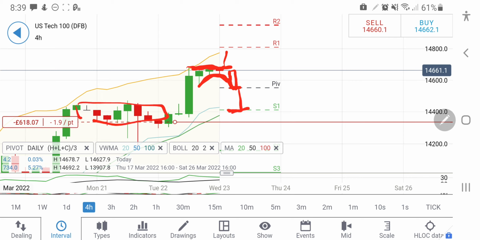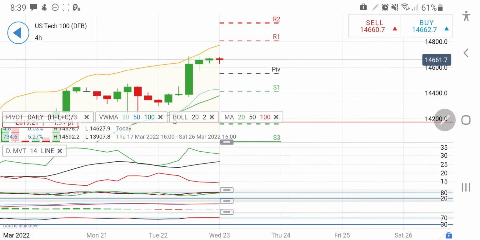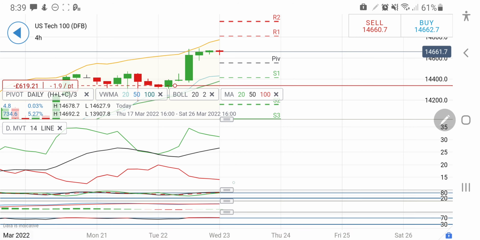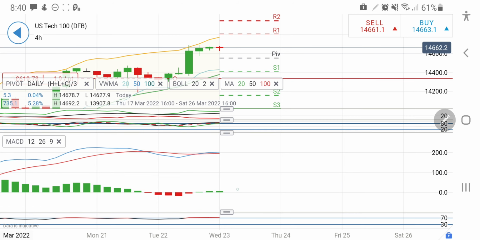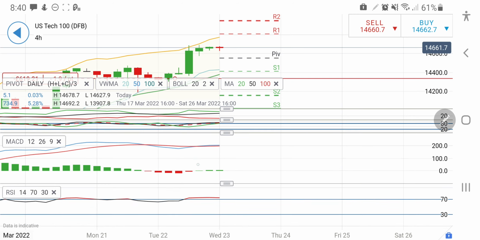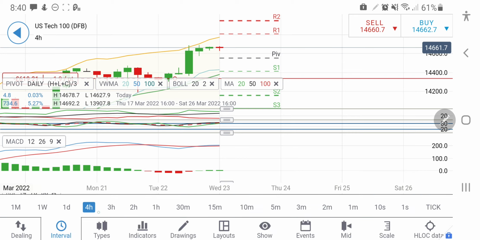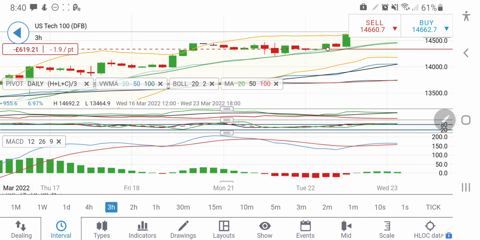So this zone between 14,400 and 14,460 is important for Nasdaq 100. Any move below 14,400 is definitely going to drop further. On a 4-hour chart, stochastic is overbought. It is trying to converge and crossover, and then probably you can expect a drop. However, let's see, MACD is still on the buy side, running parallel, overbought on RSI. So yes, all the indicators are indicating that it is overbought on the daily and 4-hour charts.